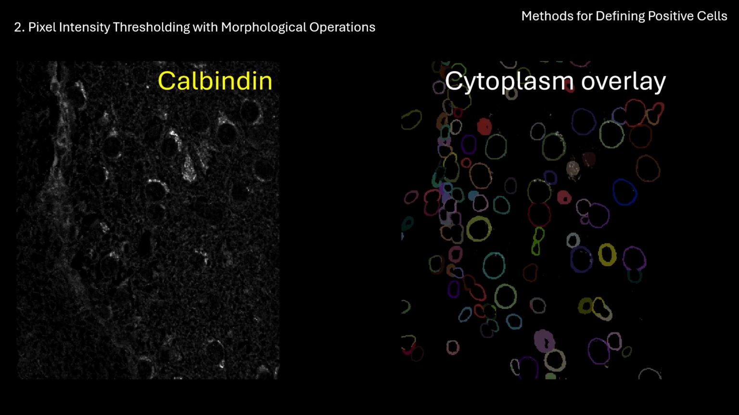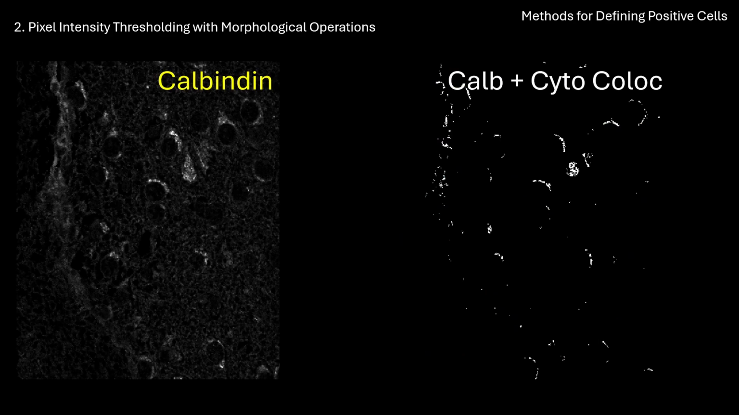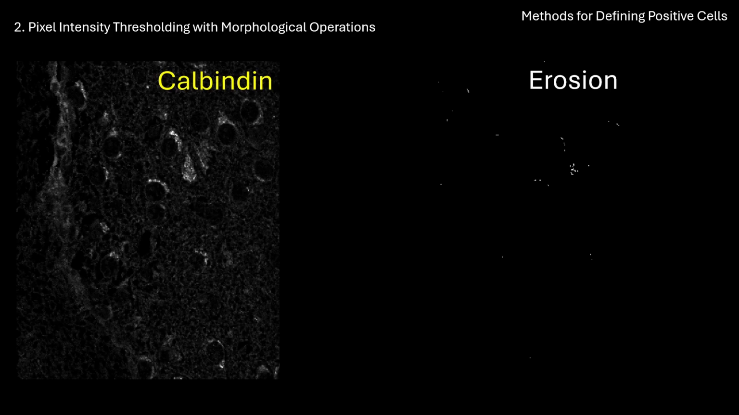Then we overlay the cytoplasm labels on top of what we consider calbindin signal and calculate the regions where both calbindin signal and cytoplasm labels colocalize in the same pixels. If we had some bright and specific spots in our signal of interest, we could get rid of those in the next step. By performing an erosion morphological operation, we remove those unspecific small regions and just maintain the ones where the colocalization area was bigger.